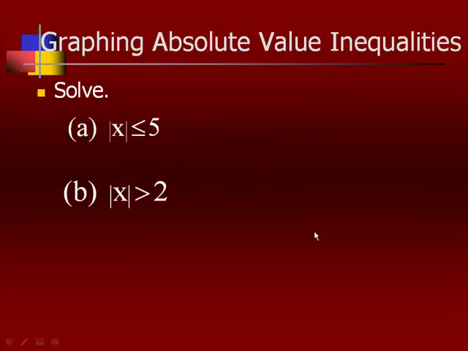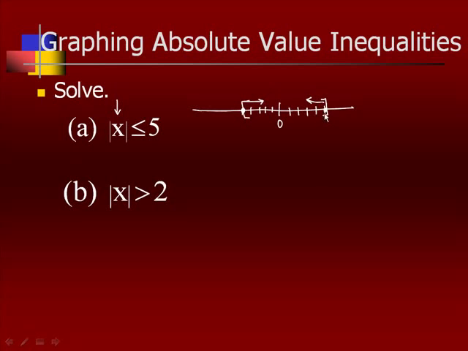Okay, what about absolute value inequalities? If the absolute value of x is less than or equal to 5, that means the distance between this number and 0 has to be less than or equal to 5. So on your number line, which numbers are within 5 places of 0? Well, it's from here back, and it's also from negative 5 in this way.